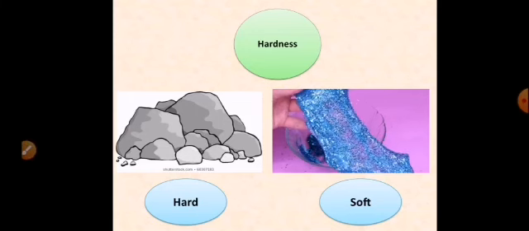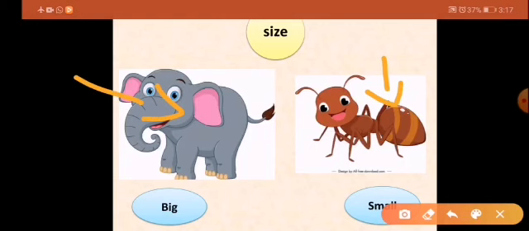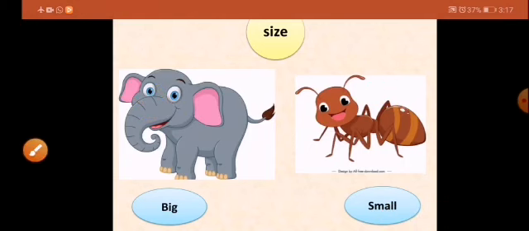Size. Also, the different matters around us have different sizes. For example, the elephant is a matter. It takes up space, so it's a matter, but its size is big. On the opposite side, the ant is also a matter, but it takes up small space and its size is small. So, some matters can be big or can be small. For example, your science book size will be big, but your pencil will be small. Okay?